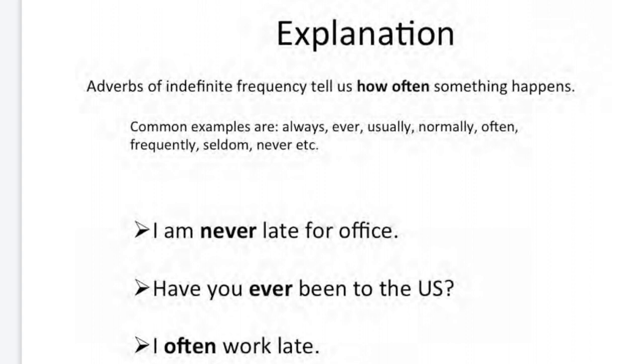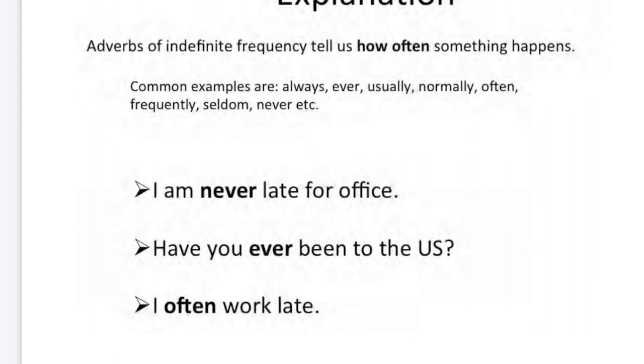Have you ever been to US? Ever is an adverb of frequency. I often work late. So often means a lot of times. So often is an adverb of frequency. So you have something like a scale in which if you do a thing 10 out of 10 times, it is called always. You do it always. If you do it something like 9 out of 10, it is called often. If you do it 0 out of 10, it becomes never.